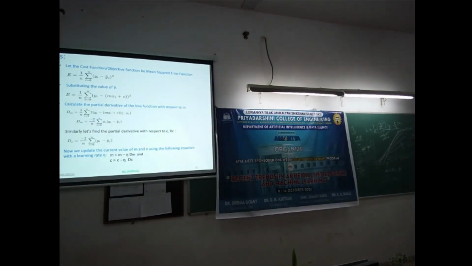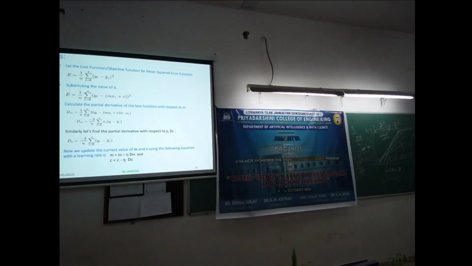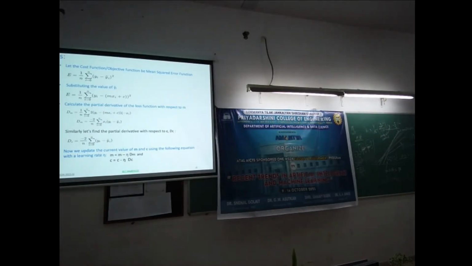Now, I planned to tell you the coding of this, and for that purpose I have written the equations here. The first equation is the cost function or objective function, which is taken as the mean squared error function. This is the most common one. You can take mean absolute error and many other functions, but this is the most used function. We have described that.